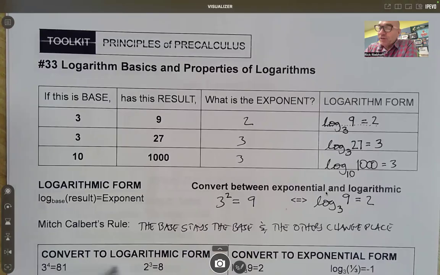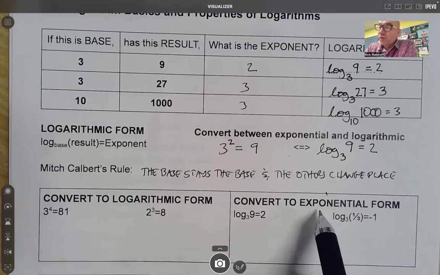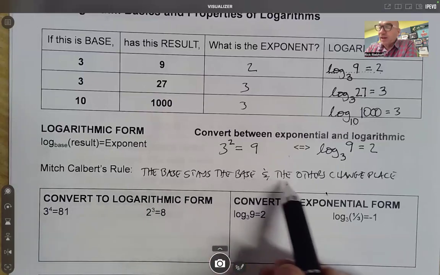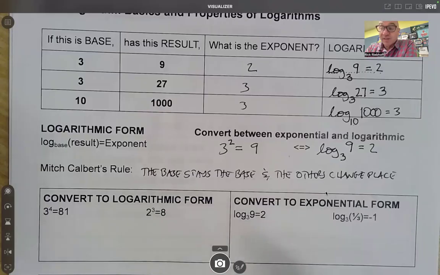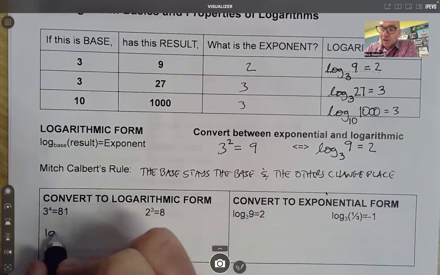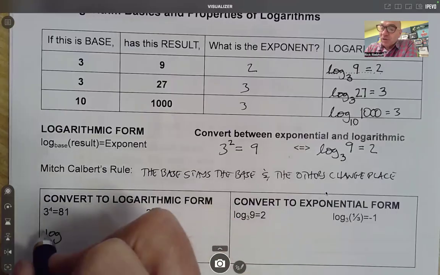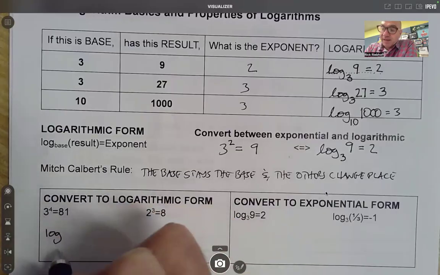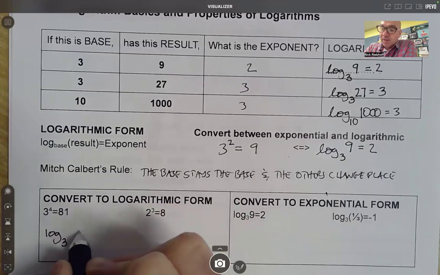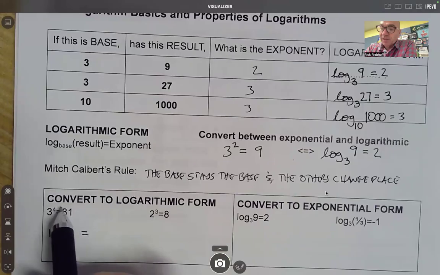So when we convert to logarithmic form from exponential, or to exponential form from logarithmic, we think the base stays the base and the others change place. If I'm converting into logarithmic form, I'm going to start by saying log. Again, it doesn't have to be cursive. I like to use cursive on this, but I printed there. So log, the base stays the base. And then I'm going to put an equal sign here, and the other two are going to change place.